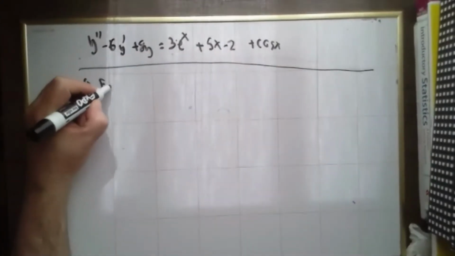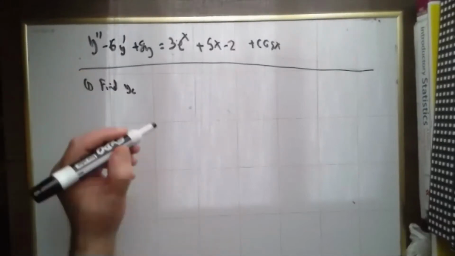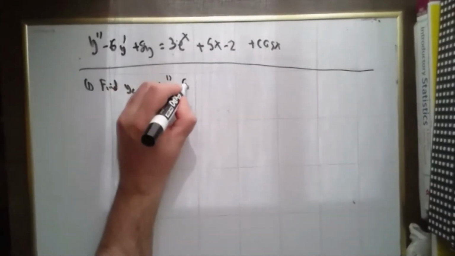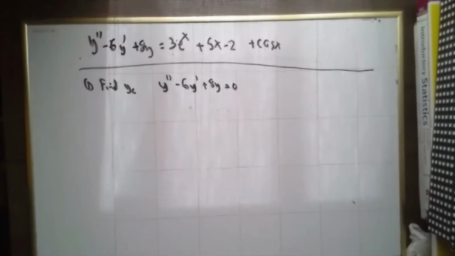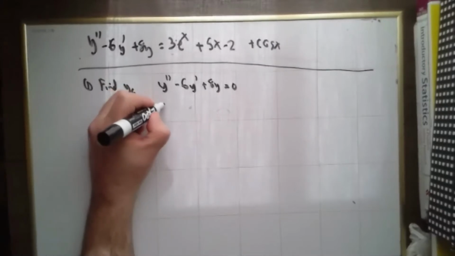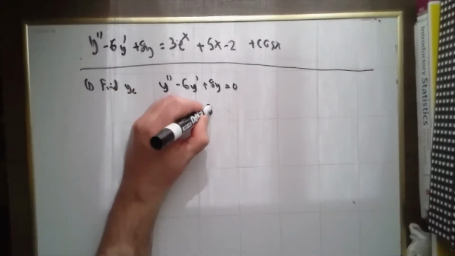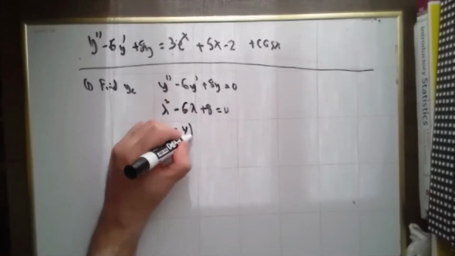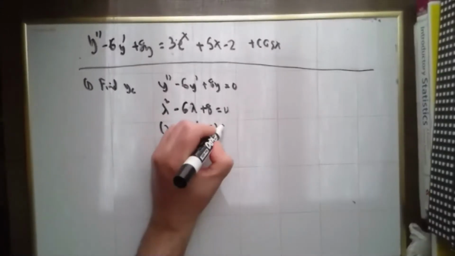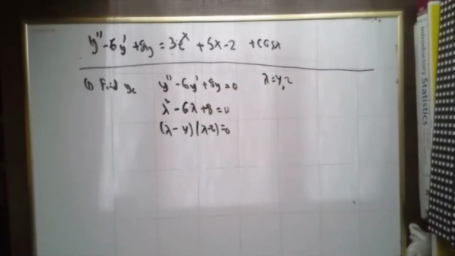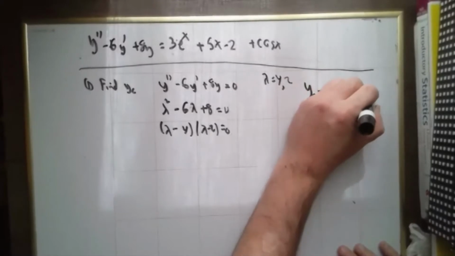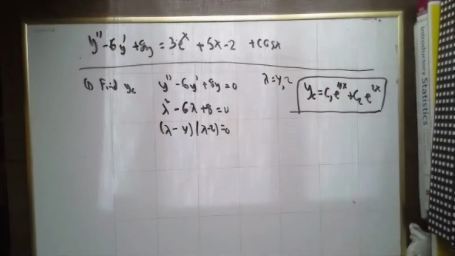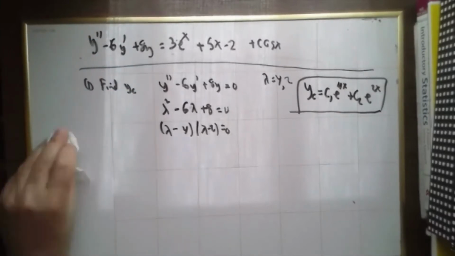Step one, find the complementary function. Find yc. So forget about all this stuff. Make the right-hand side equal to 0. Now we should have done enough of those that we can immediately write down the characteristic polynomial, which in this case will be lambda squared minus 6 lambda plus 8 equals 0. That factors: lambda minus 4, lambda minus 2 equals 0. So we get lambda equals 4 and 2. And my complementary function then, yc, will be c1 e to the 4x plus c2 e to the 2x. So that's step one. Find the solution to the left-hand side equals 0. That's going to be part of our general solution.